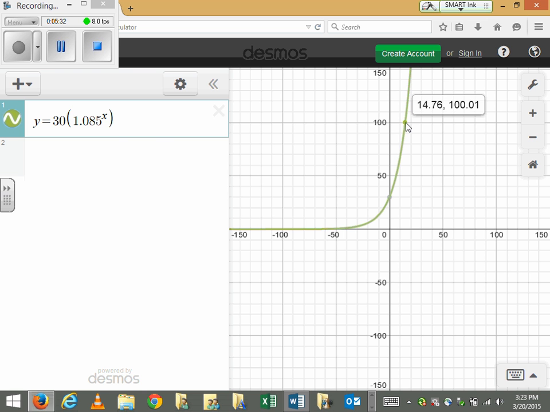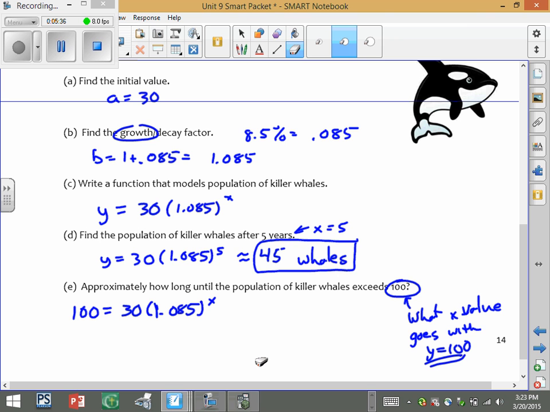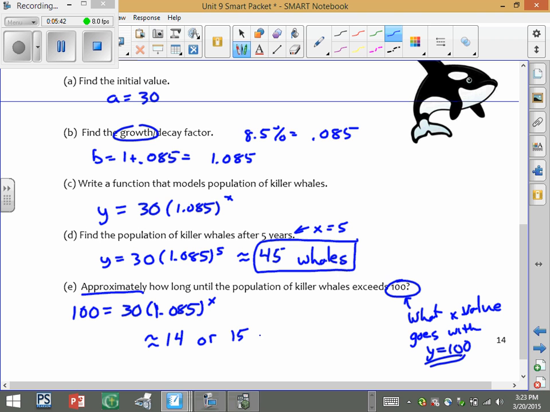So let's say between 14 and 15 years. And again, the word approximately is here. So we're going to say it takes about 14 or 15 years. Somewhere between there, we're going to hit our 100th whale, right? They're not all born on the same day. So maybe about halfway through the year, we get our 100th whale in that group.